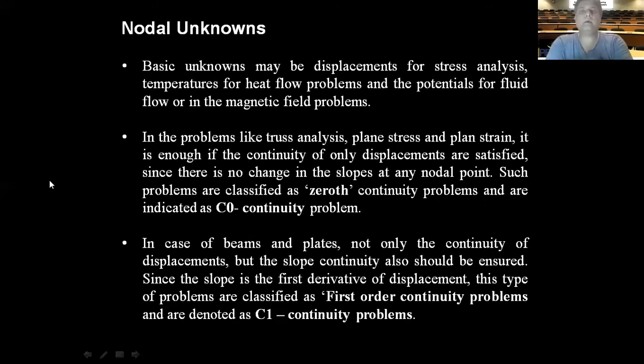The basic nodal unknowns may be the displacement for stress analysis, temperature for heat flow problems, and potential for fluid flow or magnetic field problems. For problems like truss analysis, plane stress and plane strain, we only need to determine one-parameter continuity. That is, it is enough if we have displacement continuity, or the continuity of the shape function in terms of displacement over the entire domain, and we need not go for continuity of the slope at any nodal points. Such types of problems are known as zeroth continuity problems, or C0 continuity problems.